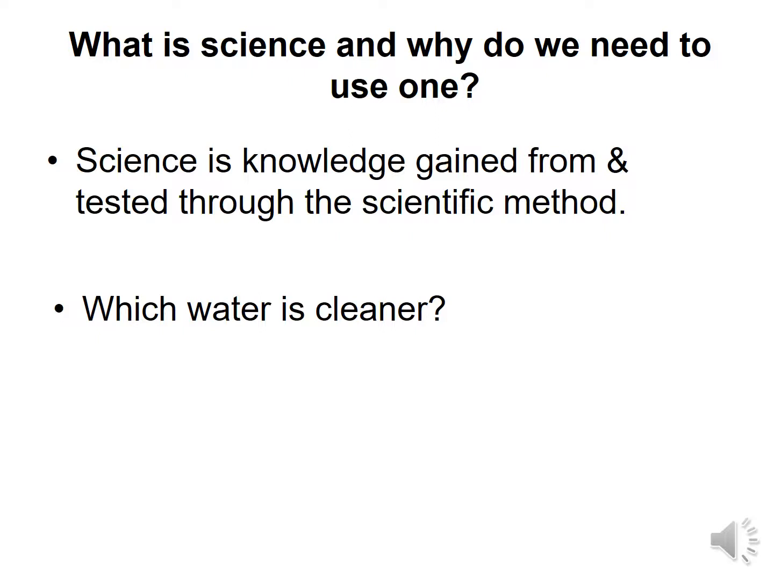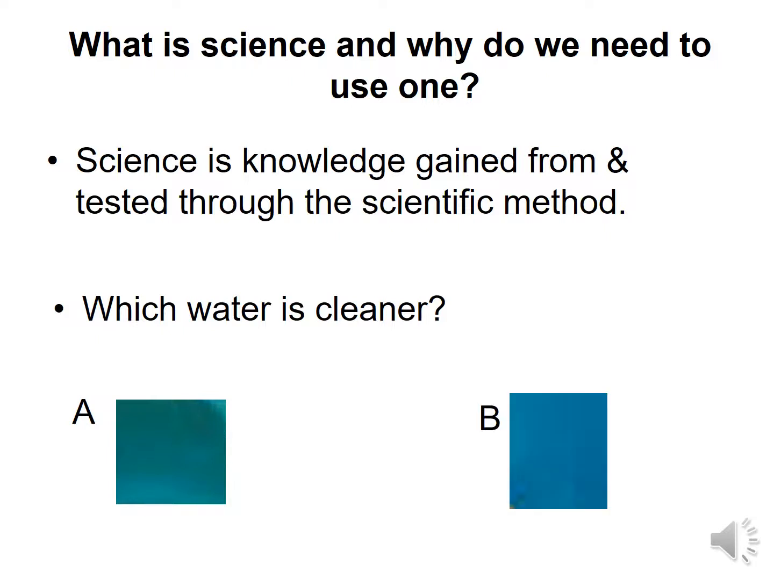For example, let's say we wanted to apply science to ask ourselves, is water A cleaner or is water B cleaner? Now you could look at these two colors and maybe you pick letter B because it's more blue, maybe you pick letter A for some reason, but how would you test to see if water A or water B is cleaner?